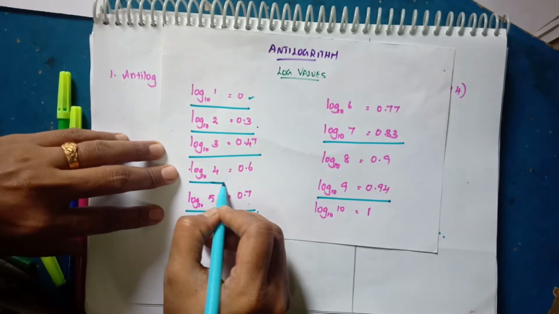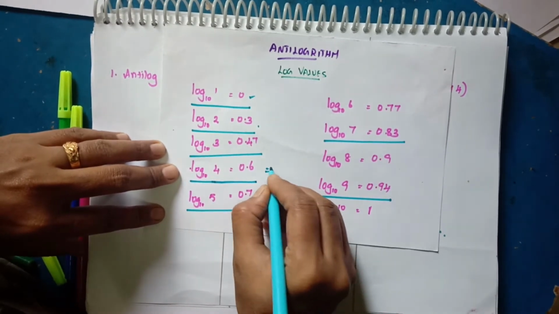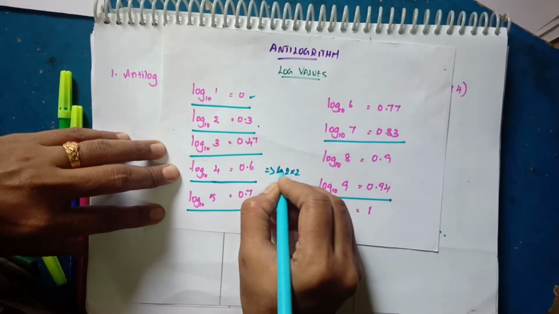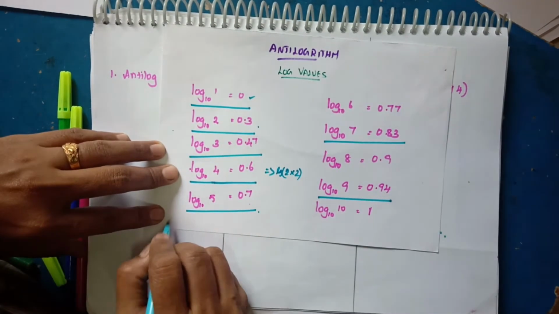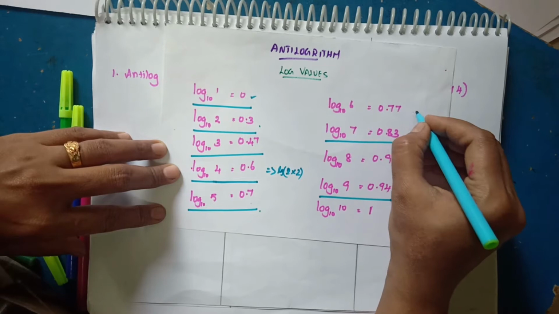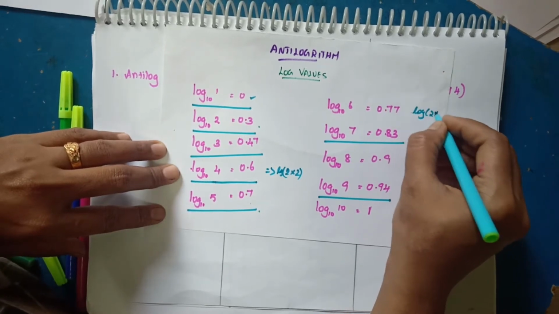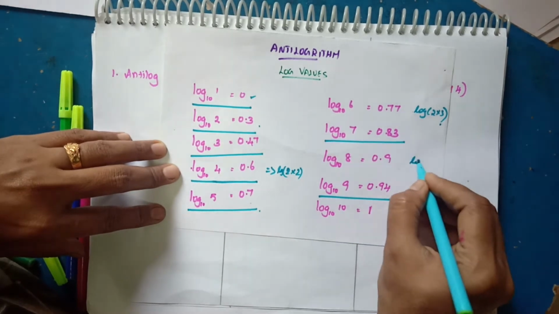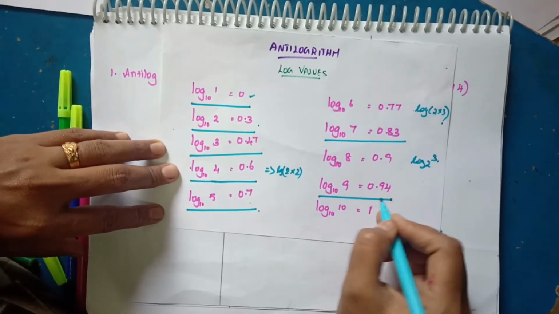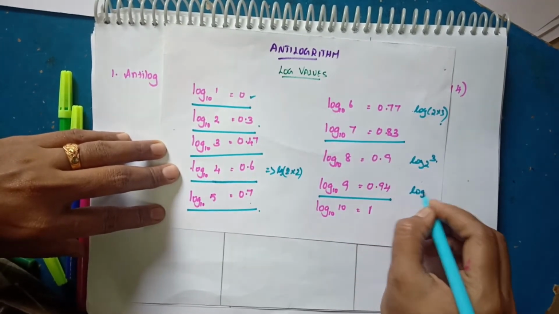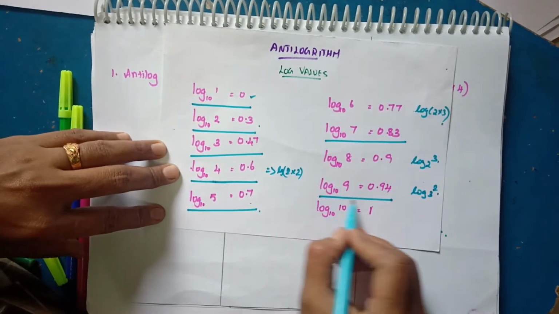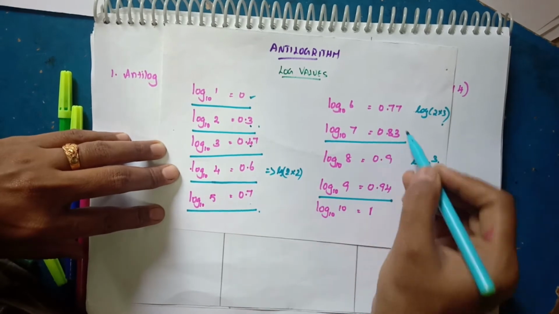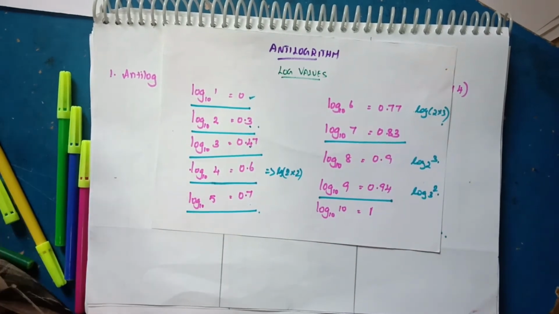See, log 4, how will we know? We have seen in the example also, 4 is 2 into 2, so it is log of 2 square. Log 6 is nothing but log of 2 into 3. Log 8 is log of 2 power 3, and log 9 is also log of 3 square. So no need of memorizing the log 9 value also. So only 1, 2, 3, 4, four values. Now it is becoming so simple.